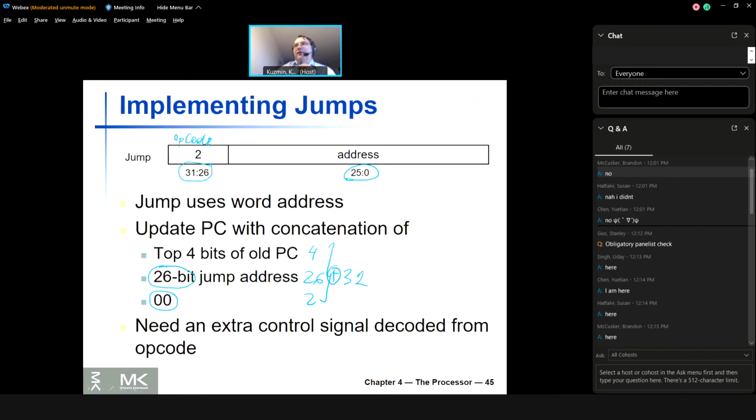Do we need to extend the address to have length 32? Yeah, I think I just explained how this is done. These 28 bits, we just discussed how we obtain them from the instruction itself. And these 4 are the old PC. So the 4 most significant bits of the program counter are not changed as the result of the jump instruction.